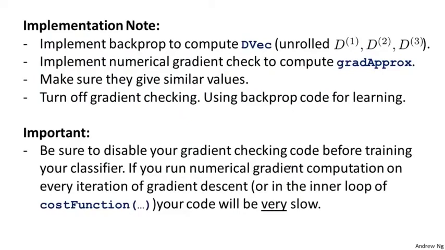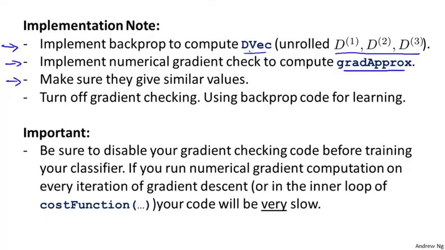Finally, I want to put everything together and tell you how to implement this numerical gradient checking. Here's what I usually do. First thing I do is implement backpropagation to compute dvec. This is a procedure we talked about in the earlier video to compute dvec, which may be our unrolled version of these matrices. Then I implement numerical gradient checking to compute grad approx. This was what I described earlier in this video in the previous slide.